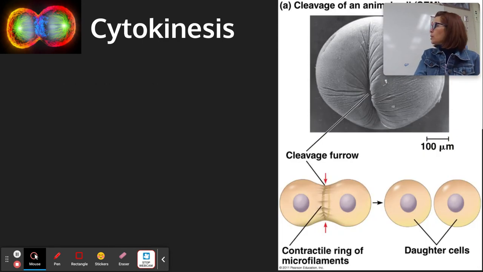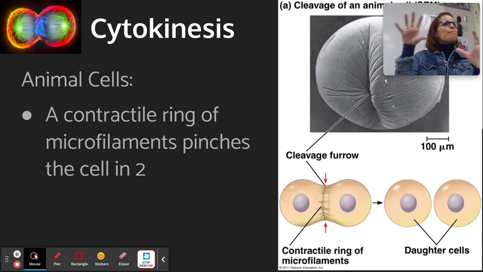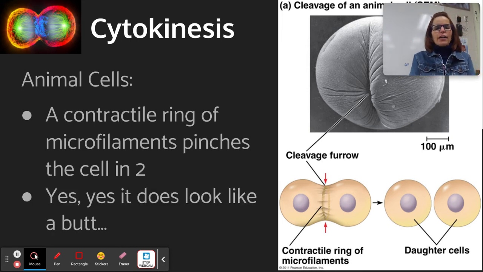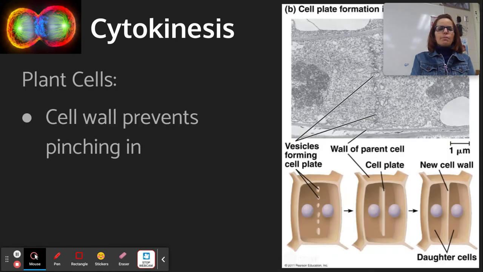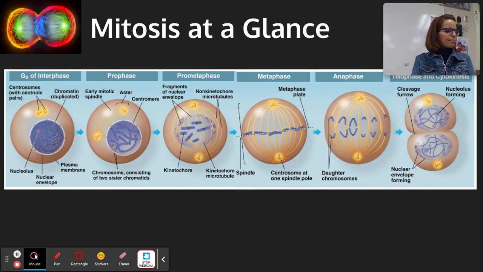Cytokinesis, there's our butt cheek picture. So cytokinesis is in animal cells. That entertains me no end. Okay. Animal cells are soft, remember, so the cell can just pinch in, whereas plant cells cannot. So plant cells have to have this cell plate that forms in between them.